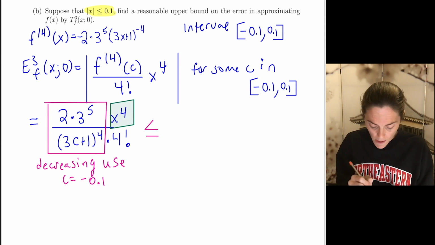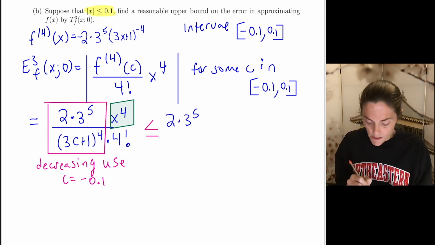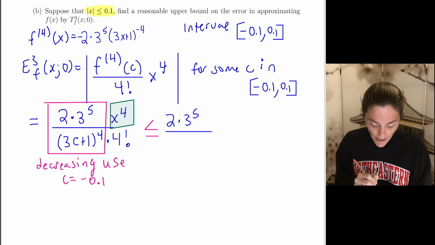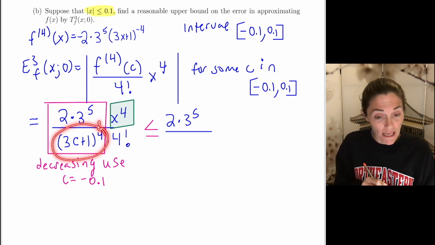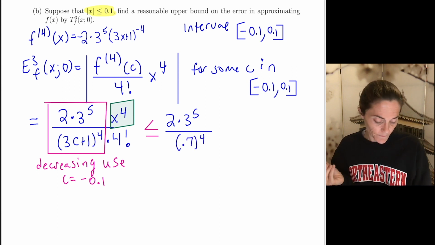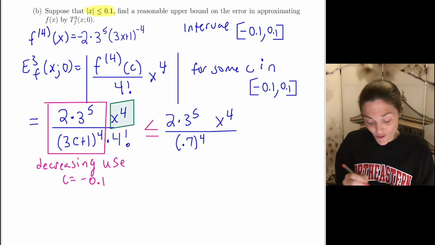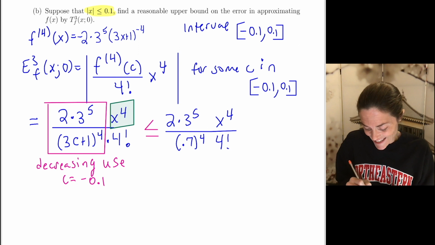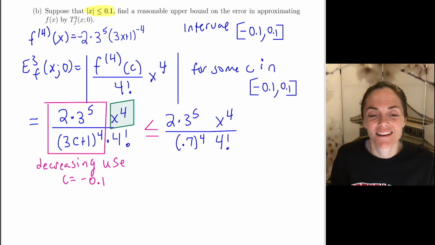Let's do that now. So we would have 2, we would have 3 to the 5th. So far, all of this is just constant. And then when I evaluate this at negative 0.1, you notice I get 1 minus 0.3 in the denominator, raised to the 4th. So this would be 0.7 to the 4th power. And then I still have this x to the 4th. I haven't changed that. 4 factorial is a constant, so I haven't changed that either. This was step 1 in my 2-step process.